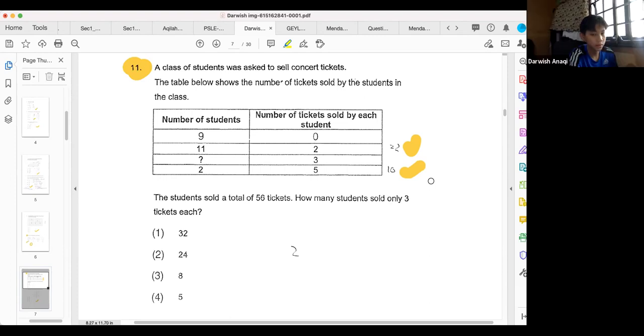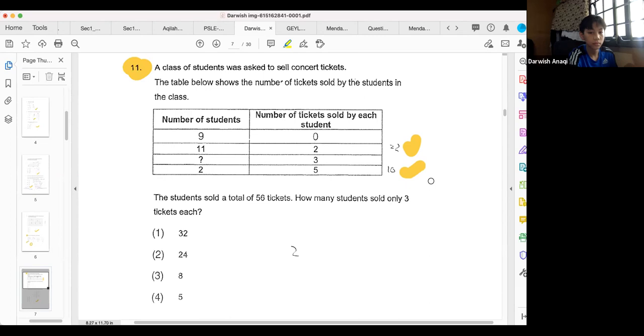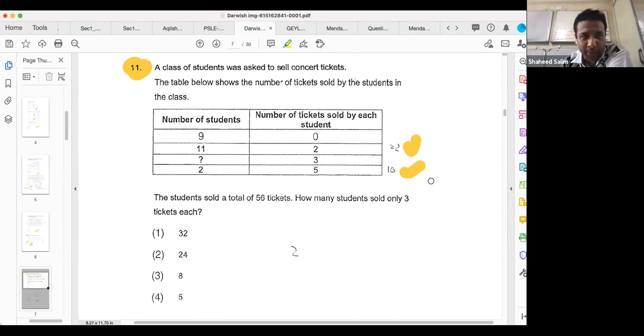Minus 32, what do you get? 24. Now 24 tickets, right? Am I correct? Now 24 tickets, we have to divide by 3 because each student sold 3 tickets.